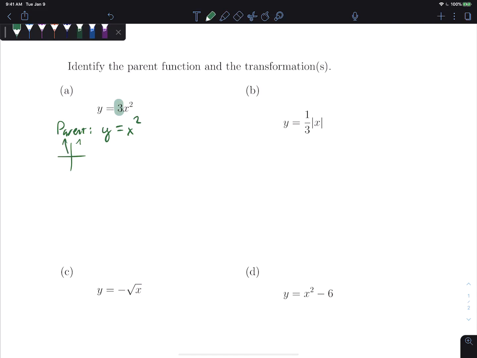Still not great. There you go, close enough. So that's what the parent function would look like.